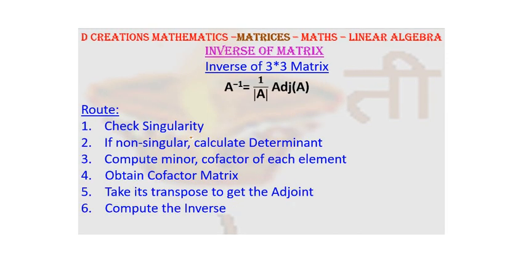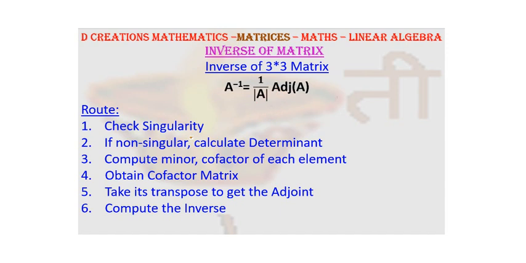So what is a typical route that needs to be followed? Well, the first step is checking singularity of the matrix, because as you can see, the determinant is in the denominator. So you need to find out the determinant. If it is 0, that means the matrix is singular, you cannot obtain an inverse for that matrix. The journey ends there. But if the matrix is non-singular, you can find the inverse for that matrix using this particular formula.